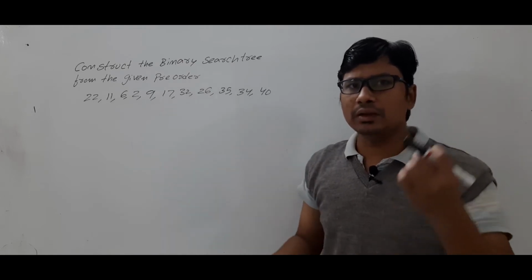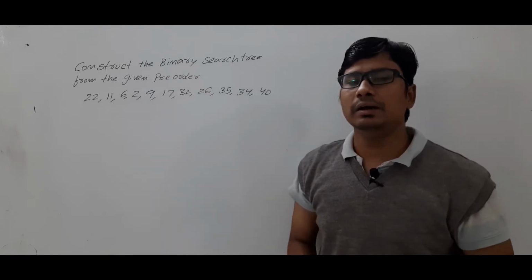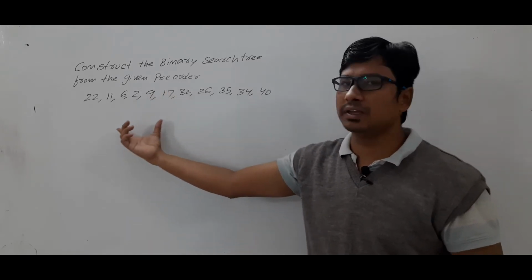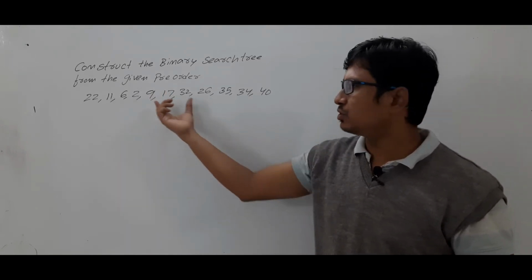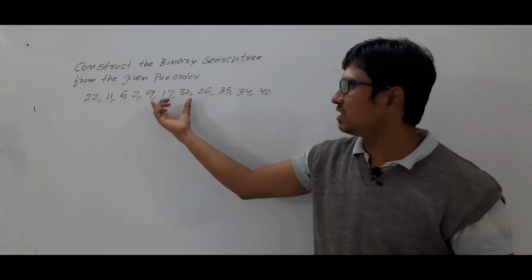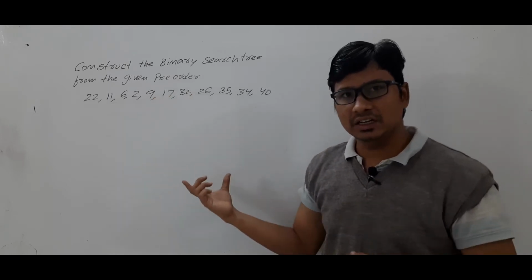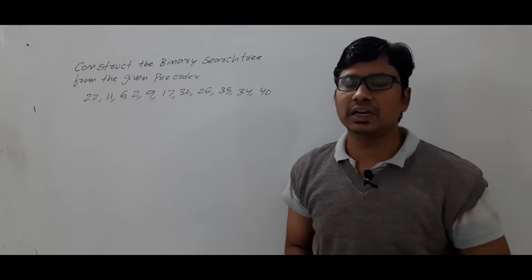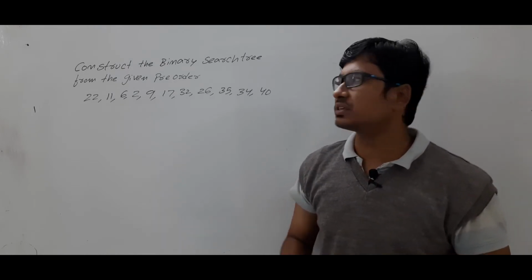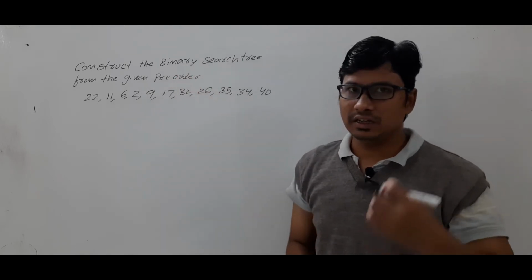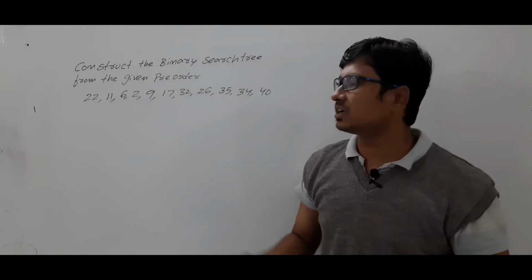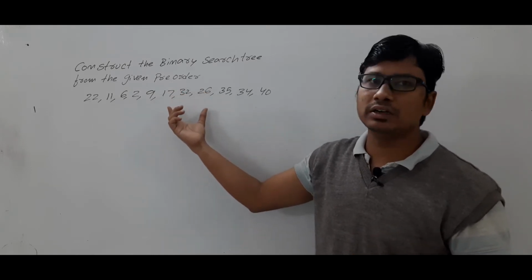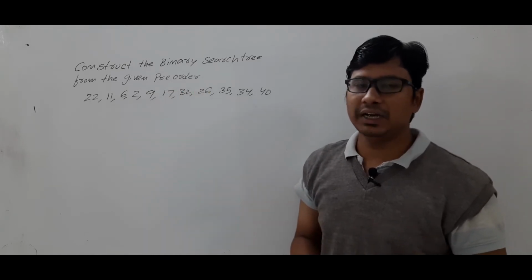Now remember one important point in the binary search tree. If you sort all the elements which are there here in the increasing order, whatever elements you are getting, that is the in-order traversal for the binary search tree. Some students would be thinking, sir, they have not given the in-order traversal. Without giving the in-order traversal, how can we construct the binary search tree?